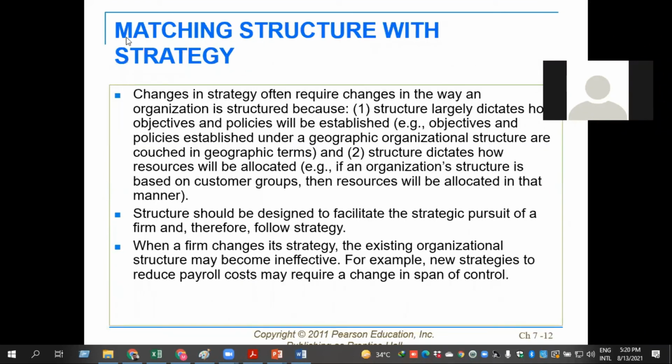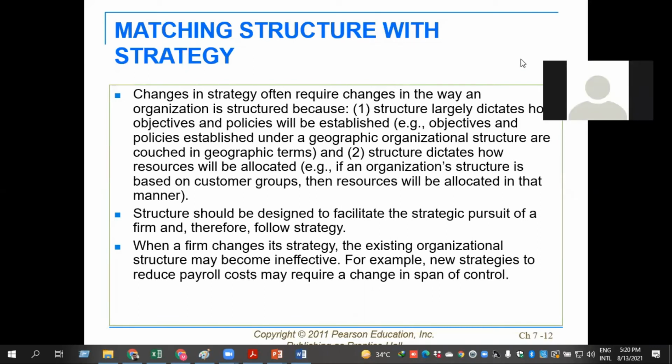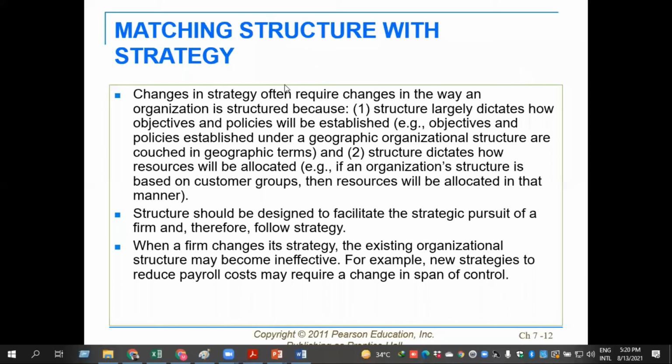Then matching the structure with the strategy, that is a very, very important thing. This is the last thing of today's lecture, how the strategy is going to be matched with the structure. Let me tell you that every organizational structure is built with physical and non-physical resources. Money is involved, the building is involved, the people are involved, technology, machinery, vehicles, the land. There are so many things involved in one course of action.